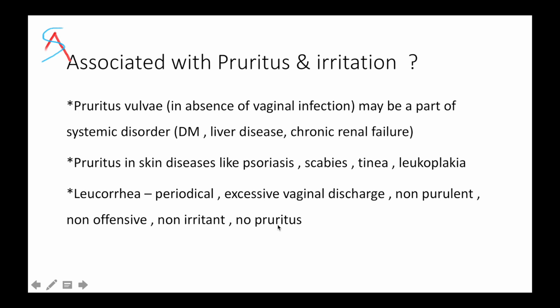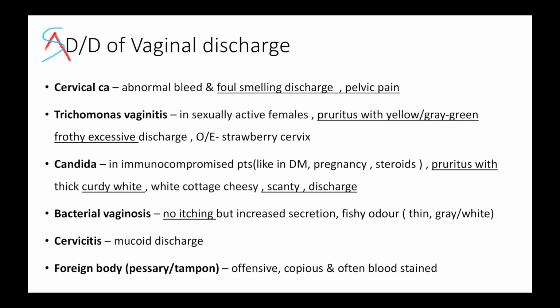Whatever history you have taken for vaginal discharge will help you to separate these certain and common diseases. Cervical carcinoma will have abnormal bleeding, mostly postcoital bleed, which will be foul smelling. If it is trichomonas, then it would be a frothy discharge, pruritus would be present, and the discharge would be grey or green in color. If it is candida, then it would be curdy white. If it is bacterial vaginosis, there would be no itching, no pruritus.